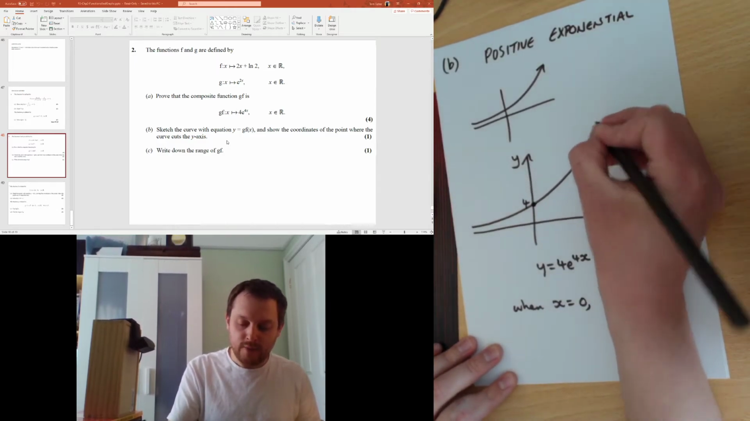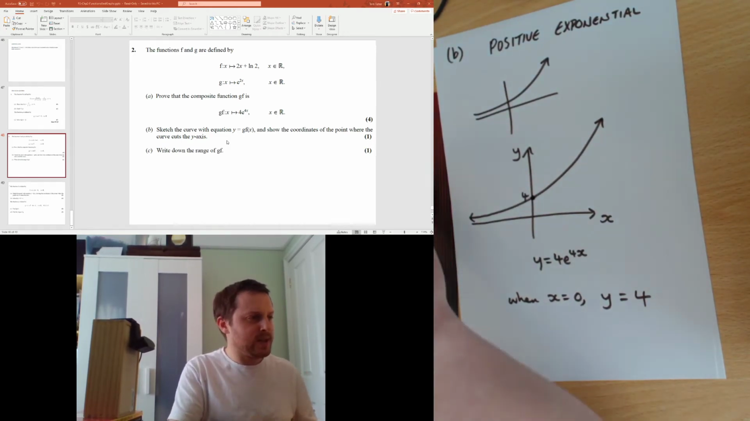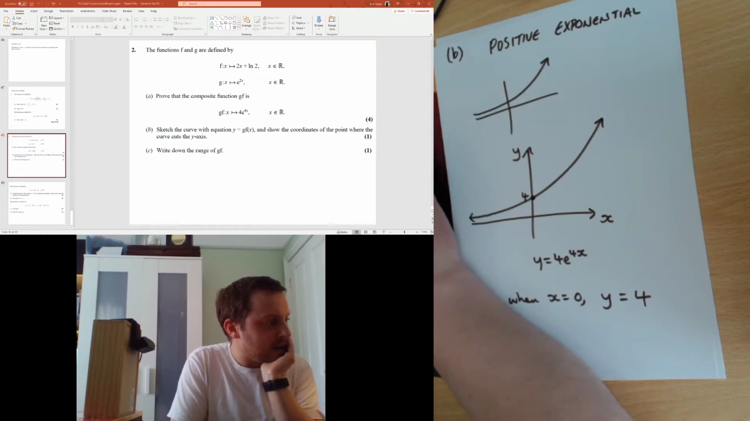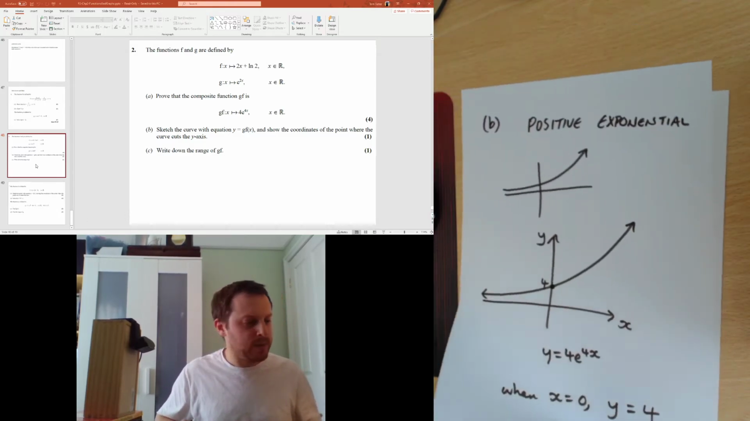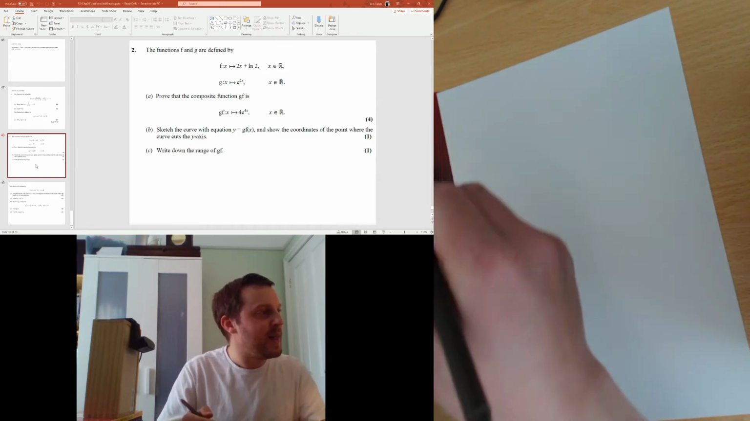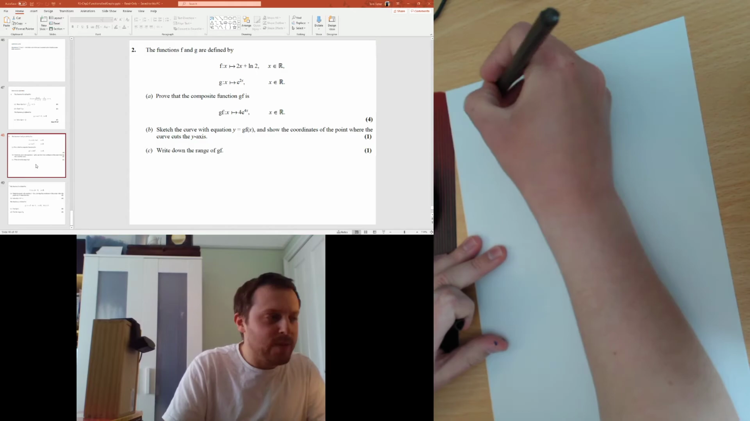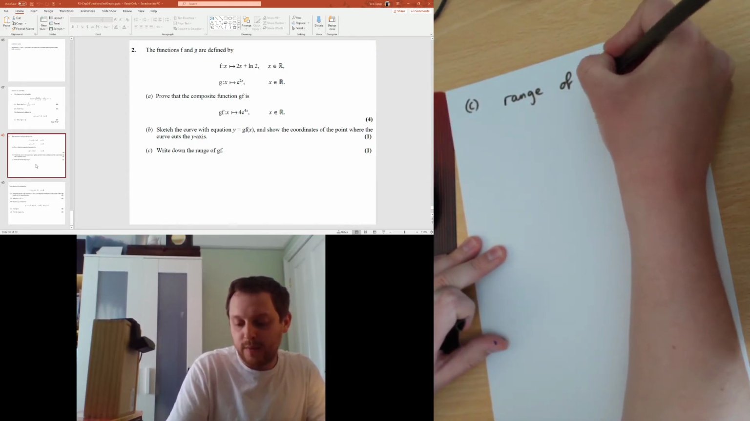So I really think that basically that's the answer. I'd be interested to see what the mark scheme says. No, I'm not even going to look. I'll look after, because it's probably fine. It's only worth 1 mark. There you go. Right, and then C, the range of gf.